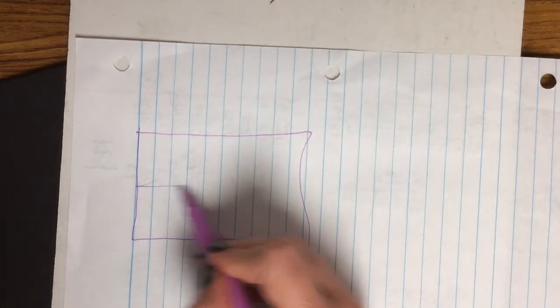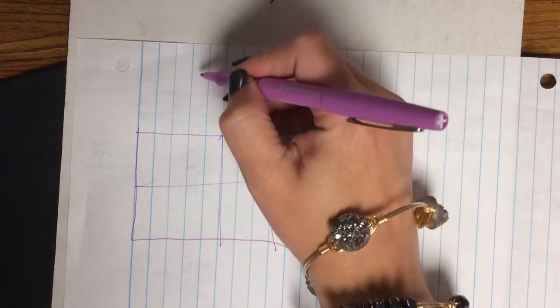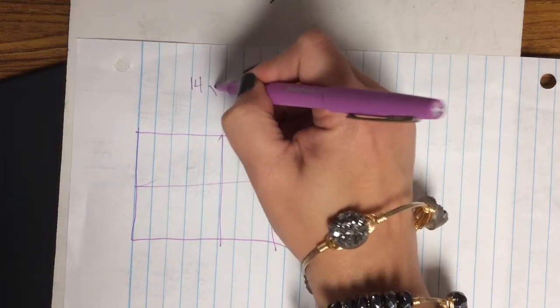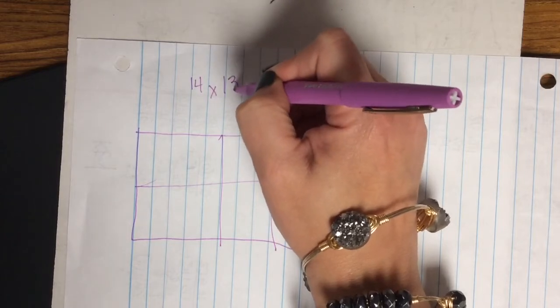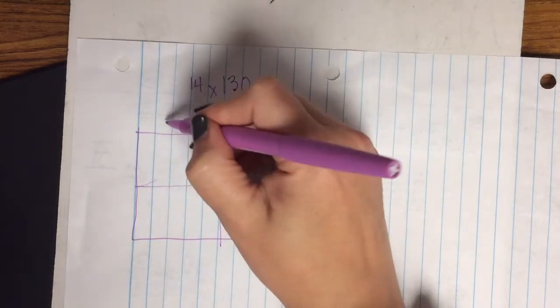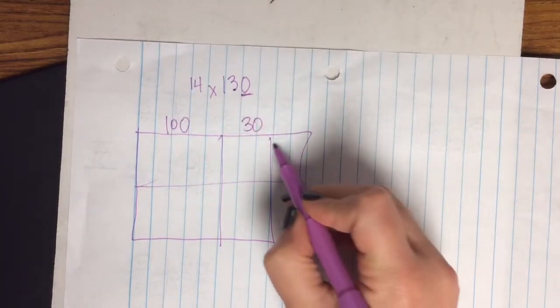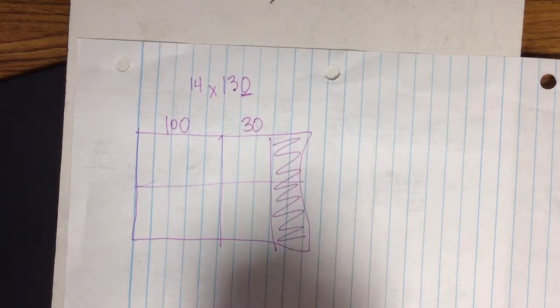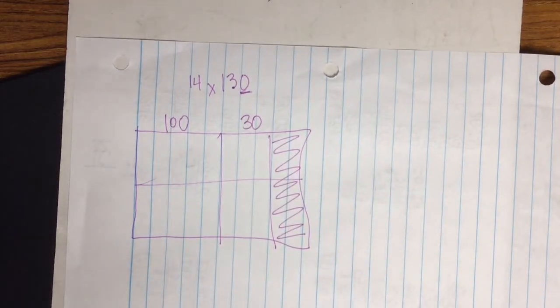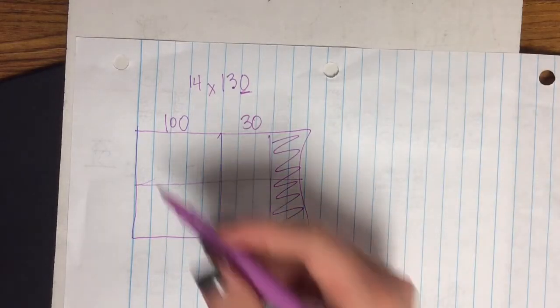If you chose the area model, remember that we write our numbers in expanded form, 14 times 130, okay? So I would have 130. Because this is a 0, I don't need to do this set of boxes because 0 times anything is 0. So that's just extra work that's not needed.